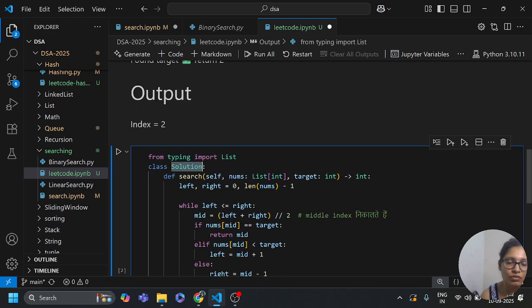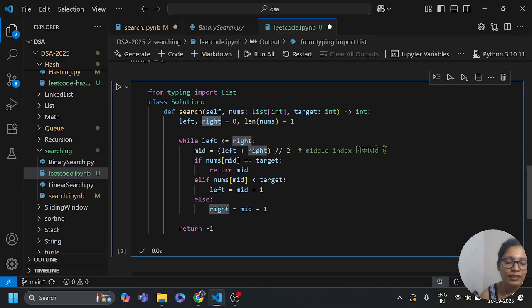This is the class, this is the function. Left equals 0, right equals length of numbers minus 1. While left is less than or equal to right, mid equals left plus right divided by 2. If numbers at mid equals target, return mid. If numbers at mid is less than target, left equals mid plus 1, else right equals mid minus 1, otherwise return -1. I think guys you got it.